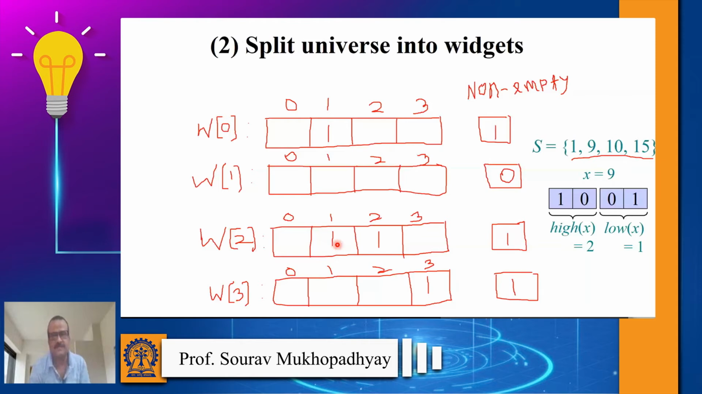Sir, in the non-empty column, we are putting binary digits only, 0 and 1. Yes. So at the time of deletion, we will have to traverse that whole widget, right? For update, yes, I'll come to that.